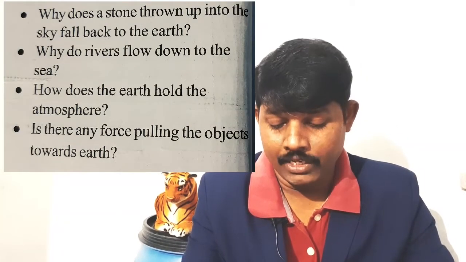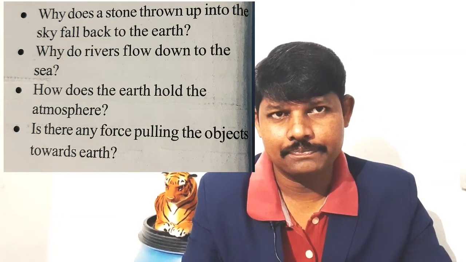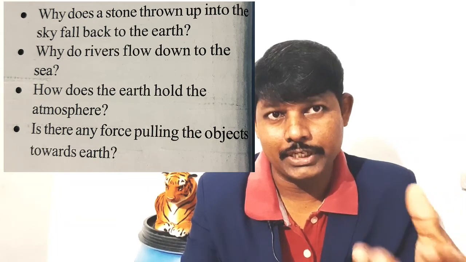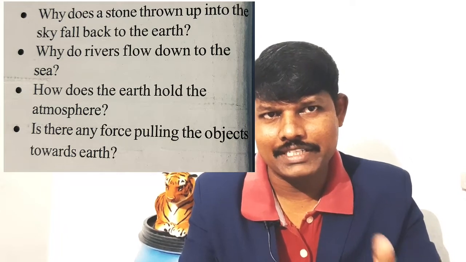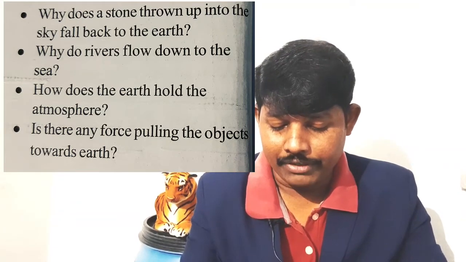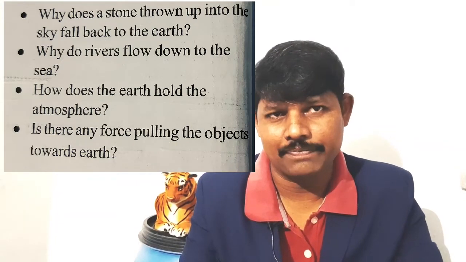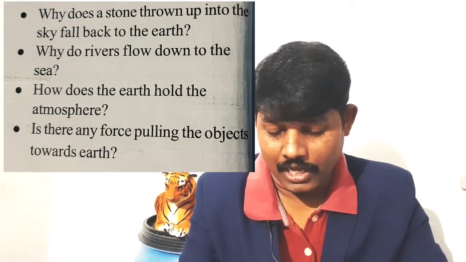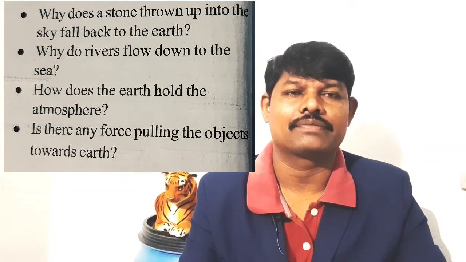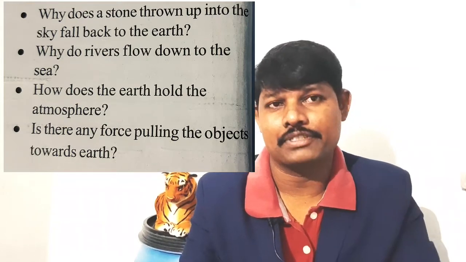So, here we have some questions. First one, why does a stone thrown up into the sky fall back to the earth? So, if you throw a stone into the air, again it will come back. Why is it coming back? And second question is, why do rivers flow down to the sea? So, rivers always flow down to the sea. So, why is it happening? And third question is, how does the earth hold the atmosphere? So, earth has atmosphere. How does this earth hold this atmosphere?